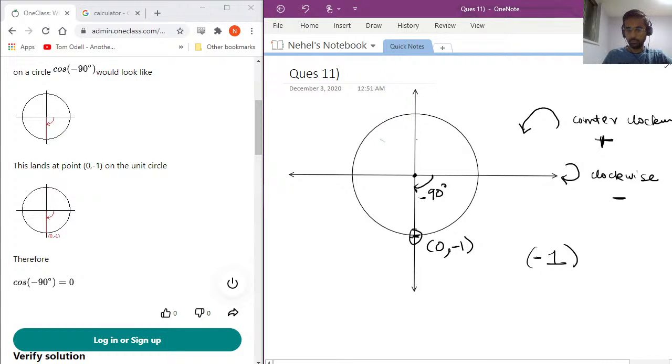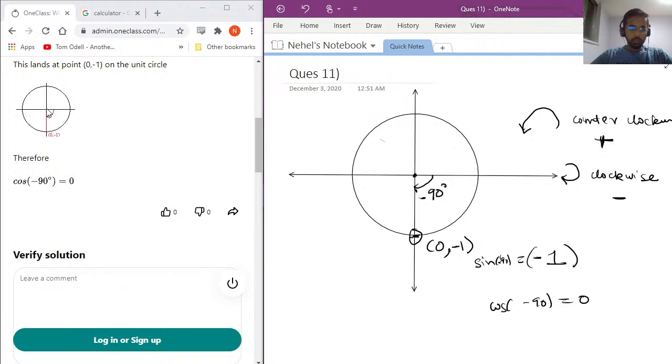My apologies. When we're looking at sine, sine of negative 90 is equal to -1, but cos of negative 90 is actually equal to 0. Okay, so this is correct.